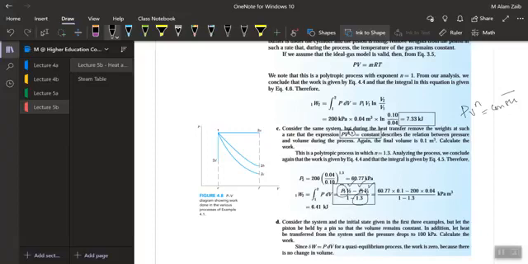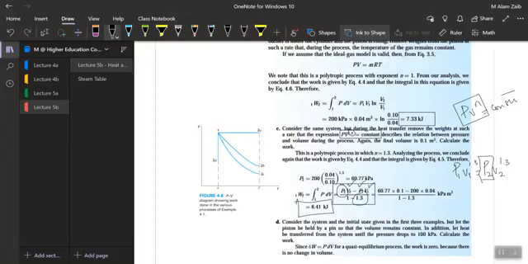Now looking back, PV raised to power n is constant. That means P1 V1 raised to power 1.3 is equal to P2 V2 raised to power 1.3. Just rearrange for P2 and you will find that P2 would be equal to P1 times (V1 divided by V2) raised to power n. Make sure the power n is just on the volume rather than on the whole PV. If you solve it, the work done would be equal to 6.41 kilojoule.